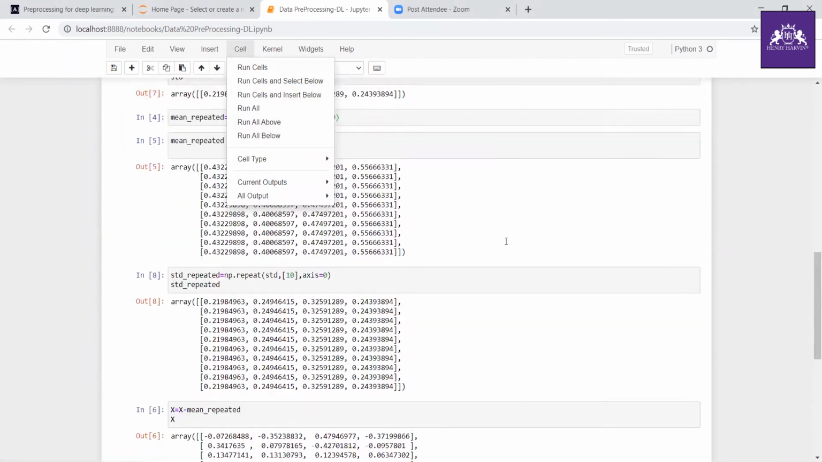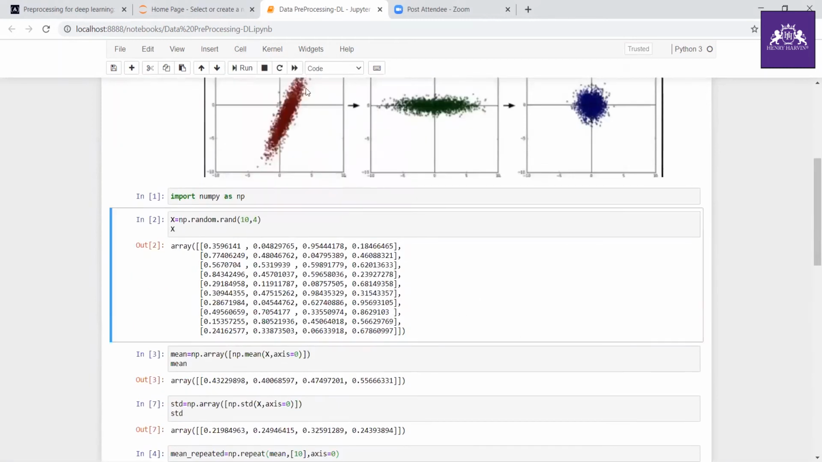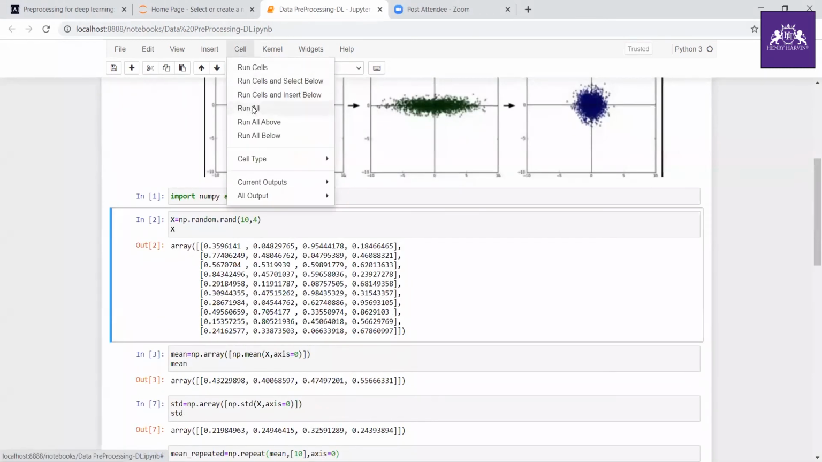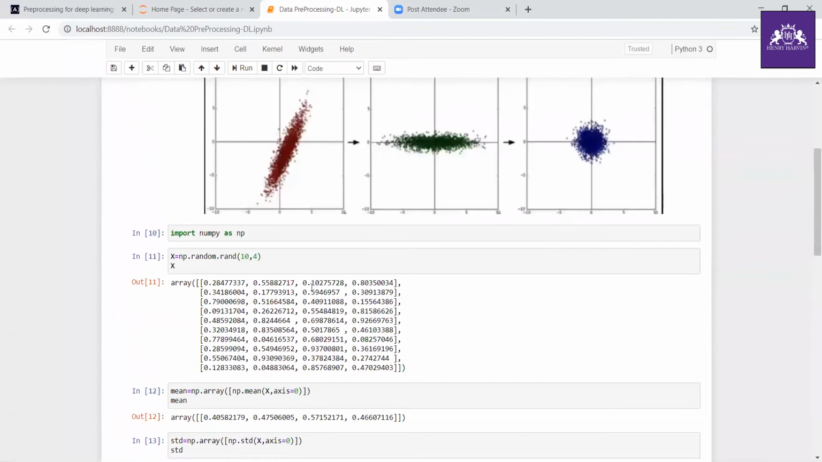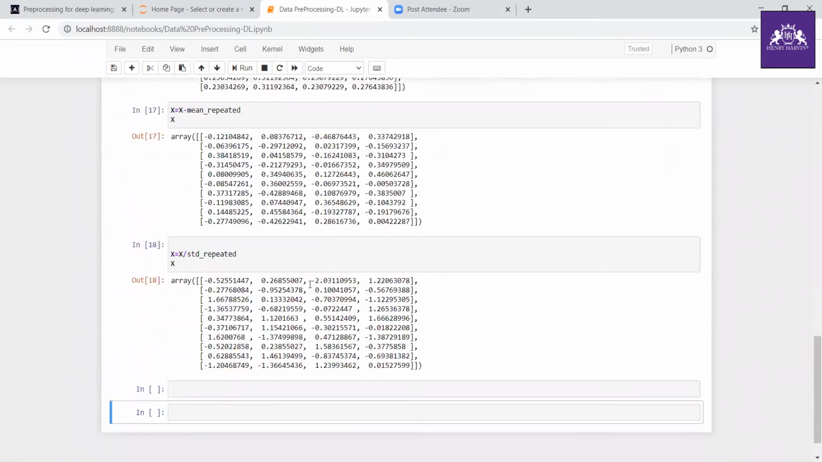So what will happen every time you execute it again and again? Each time it may take different random numbers, so I may get different values, right? But the concept is the same. Is that clear? So this is one of the main data pre-processing techniques.